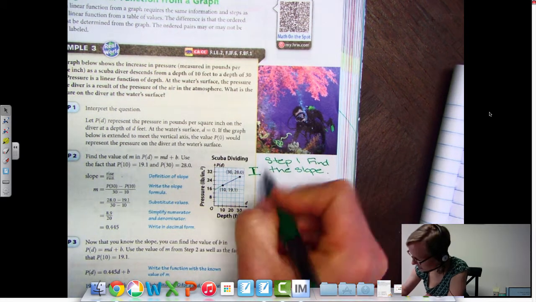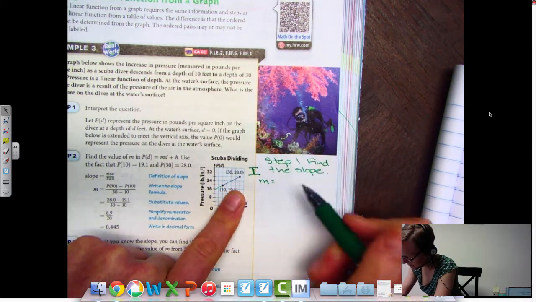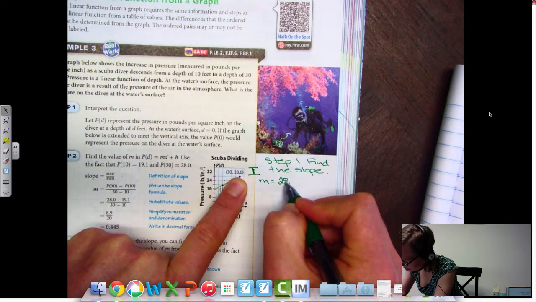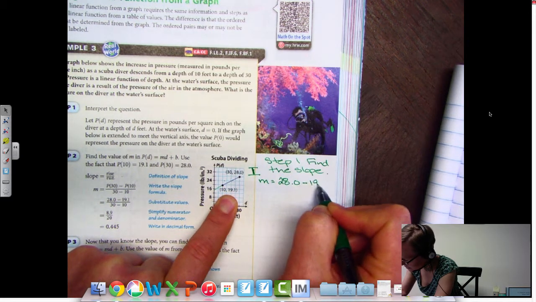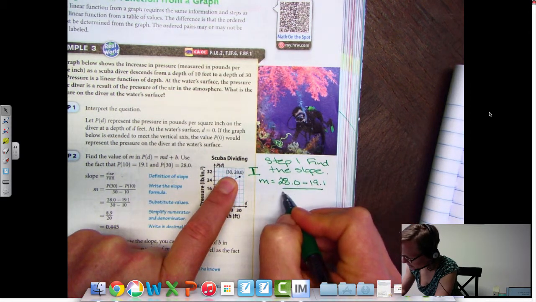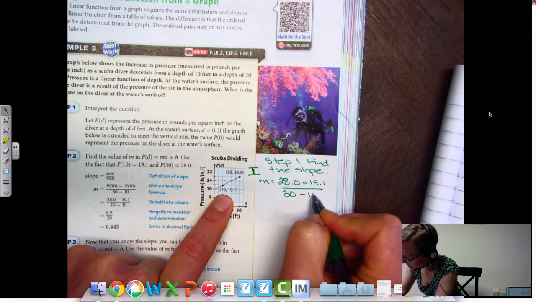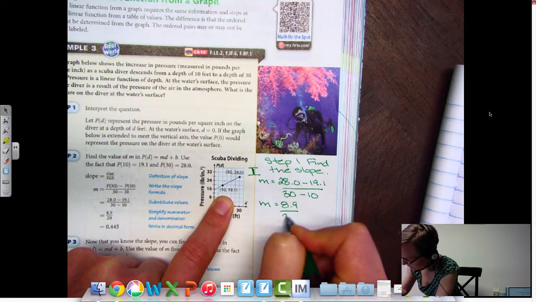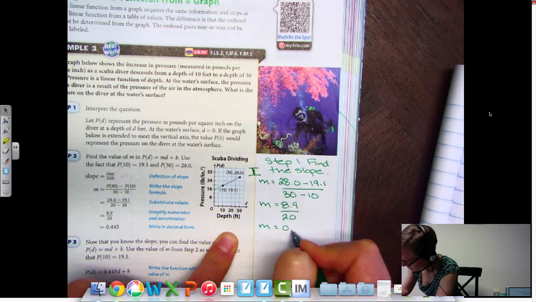Okay, now I'm going to do m equals. I'm going to do it in the same order that they did, just to make things easier for us. They said that they took 28.0, subtracted this point's y value. And since they started with this point, the second point, the x2, so 30 minus 10. Now they solved this, and they got 8.9 over 20. And when you do this math, you get a slope of 0.445.